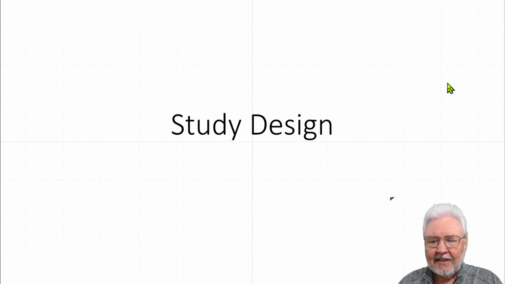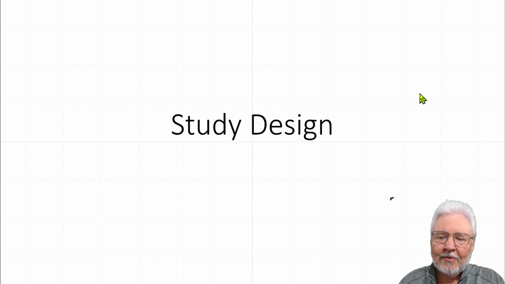Today's talk is on study design. You've read your paper, you've looked at your paper, you've done your Zotero thing, you've gone through and picked an article, read the abstract, looked at the results, feel that this is an important study.